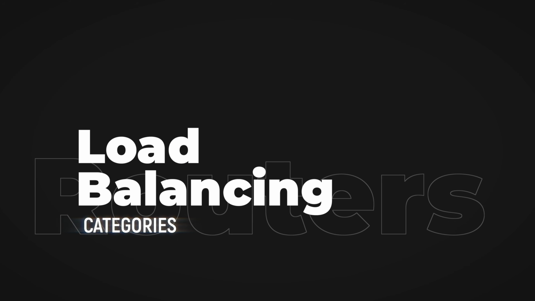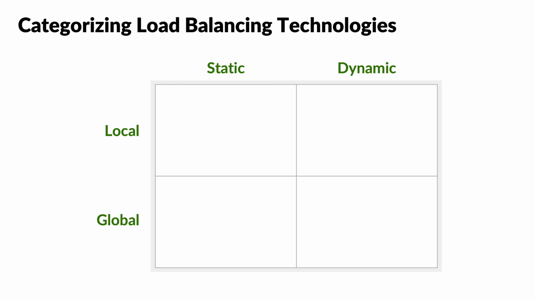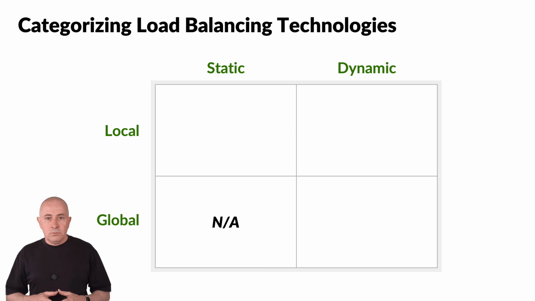So to categorize the different load balancing techniques, I will use two dimensions: static or dynamic on one axis, local and remote global on the other. That gives us four categories, but in reality the static global makes no sense. So eventually we will sort our options in three groups.